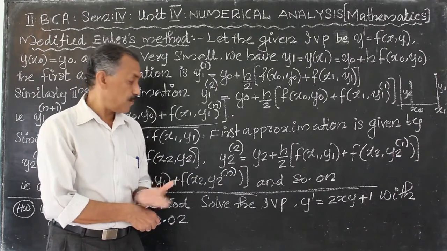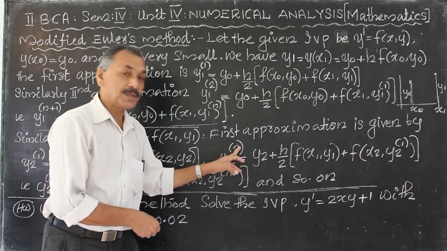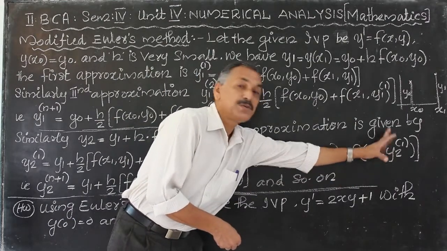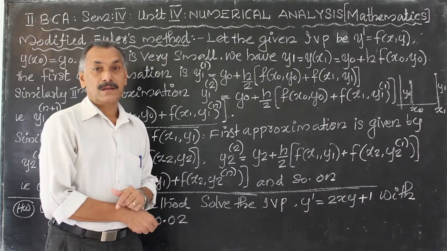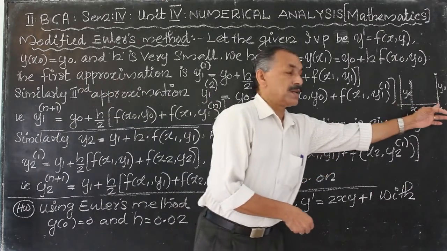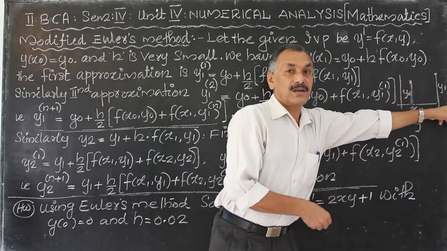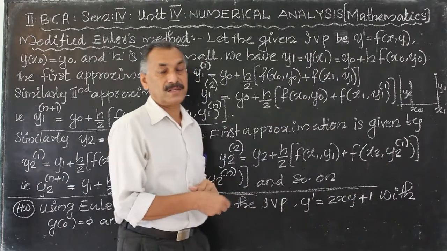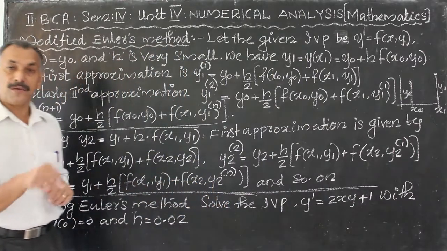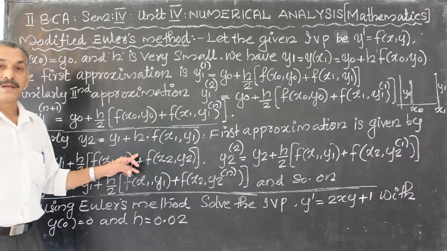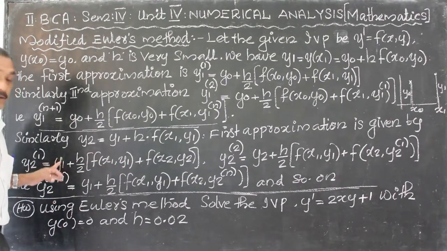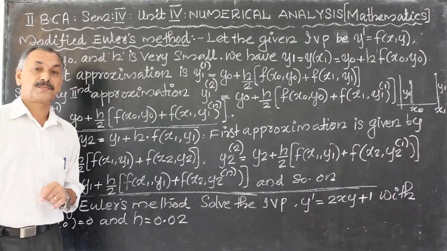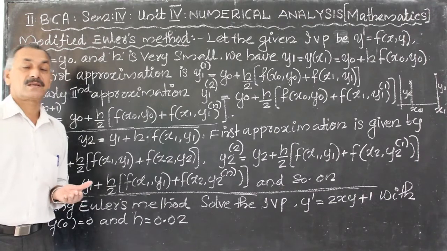Similarly, the third approximation of y2, y2 3, is equal to y1 plus h by 2 into f of x1, y1 plus f of x2, y2 2. Then y of x3 will be given. What is y of x3? y3 is equal to y2 plus h by 2 into f of x2, y2. That gives y3 1, y3 2, etc.